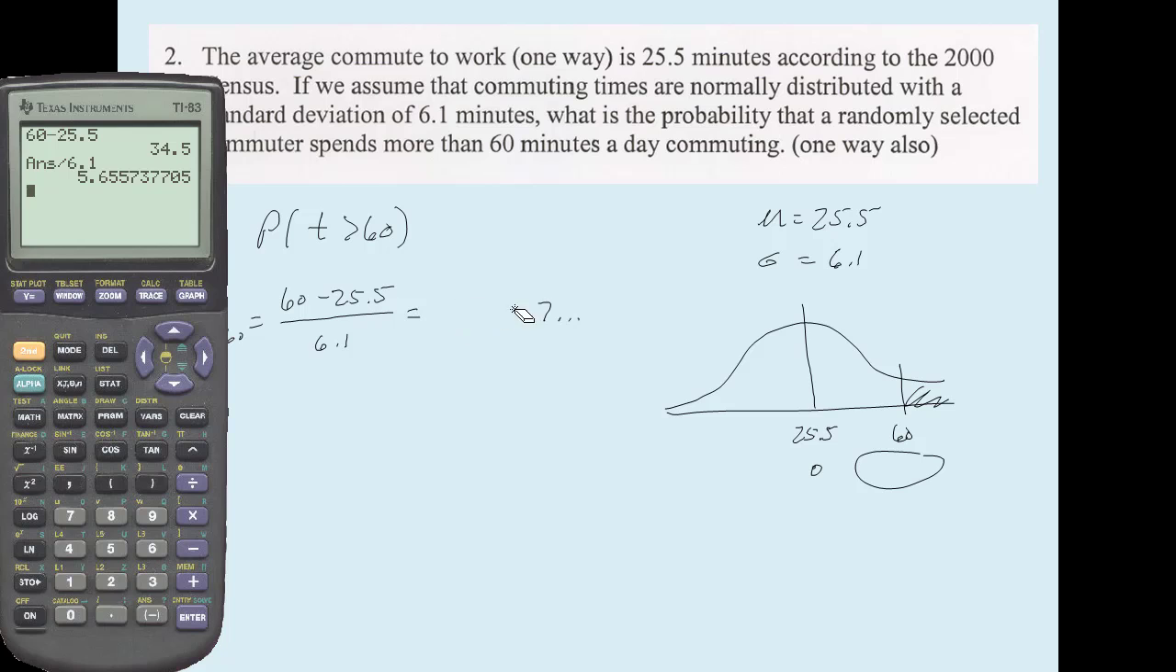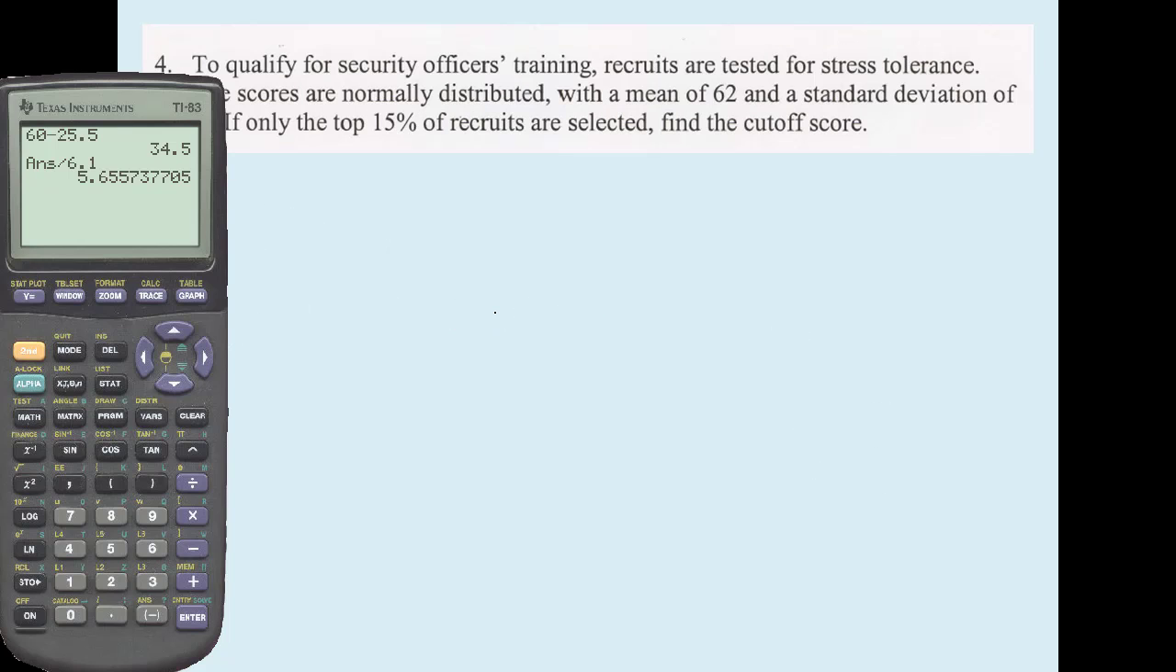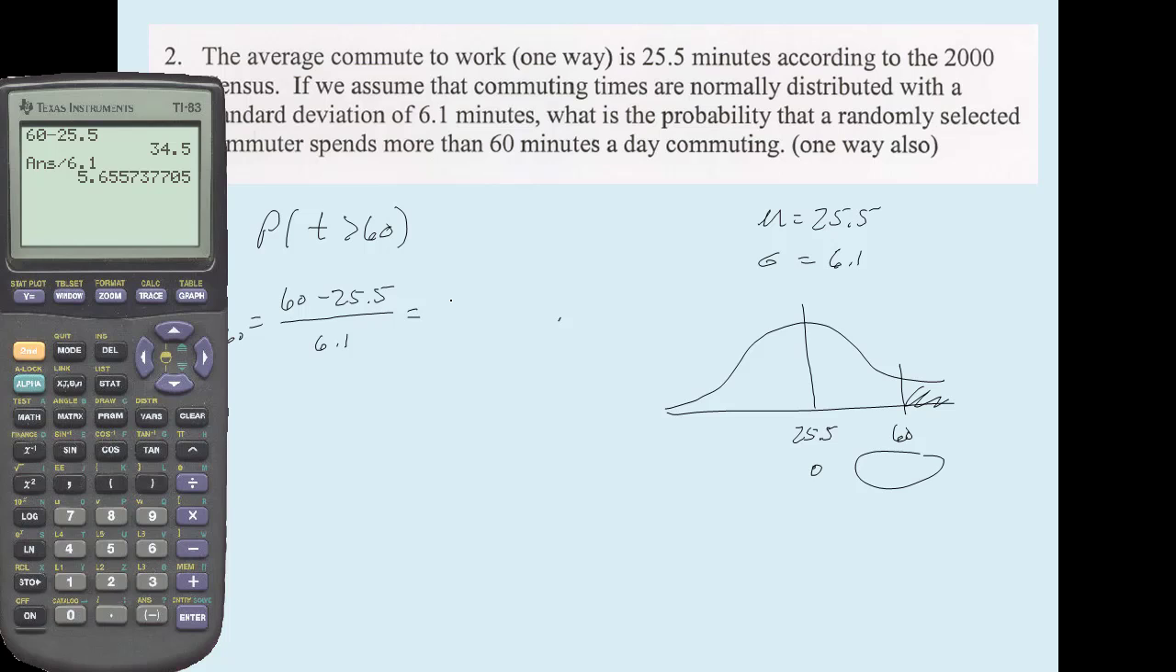It's 5.6555 and some change. Okay, so that's my z-score. All right, so I'm going to go over here and hit second, normal distribution, number 2, and I'm going to enter 5.6555. I know what's going to happen.